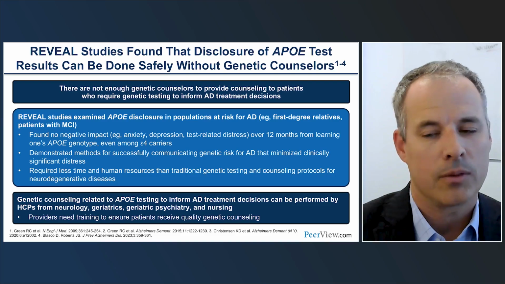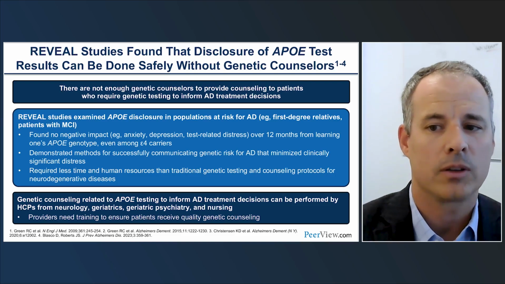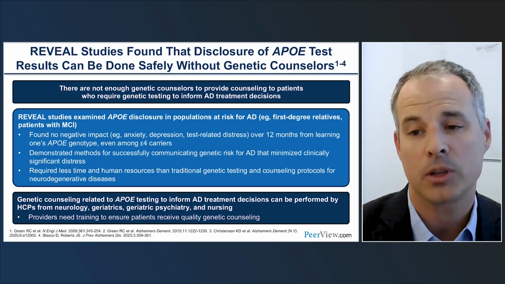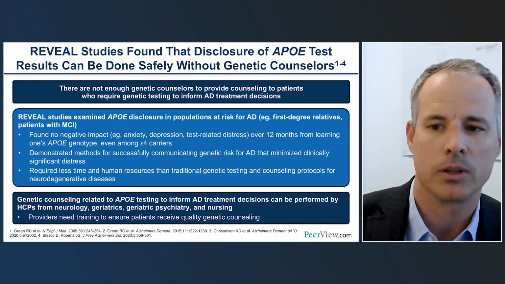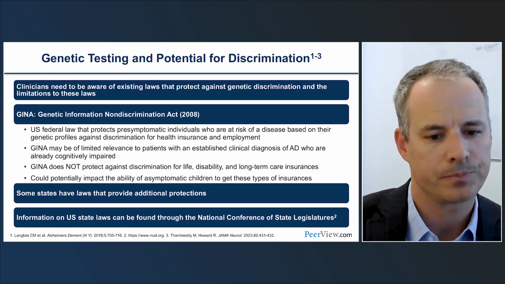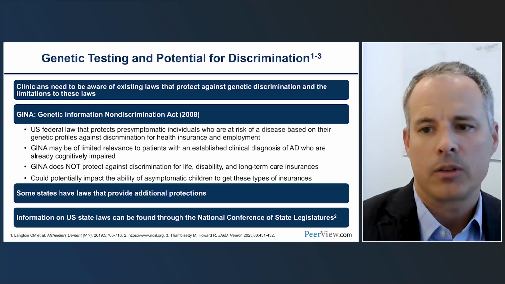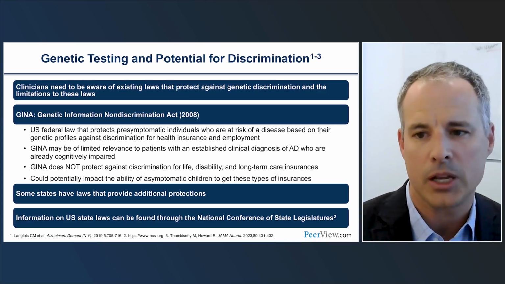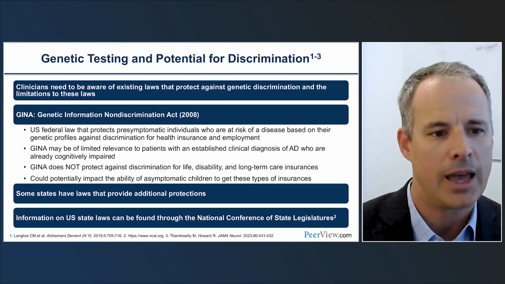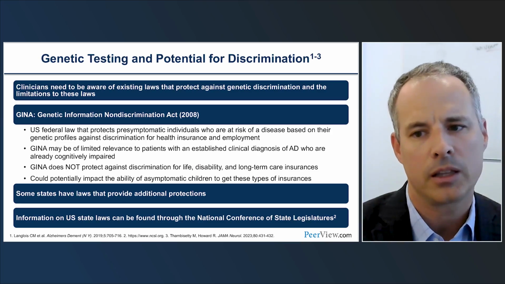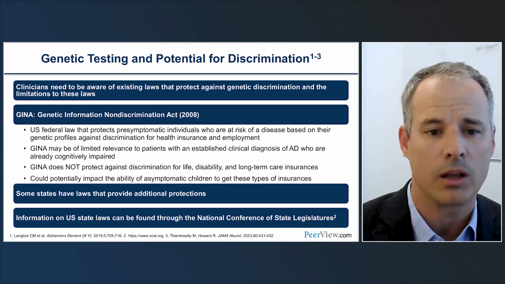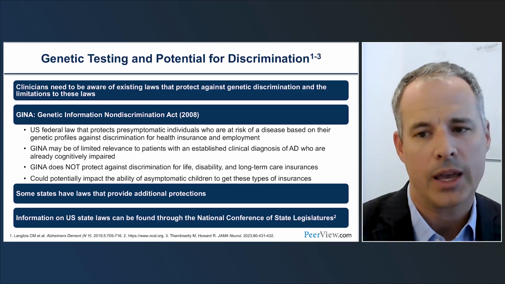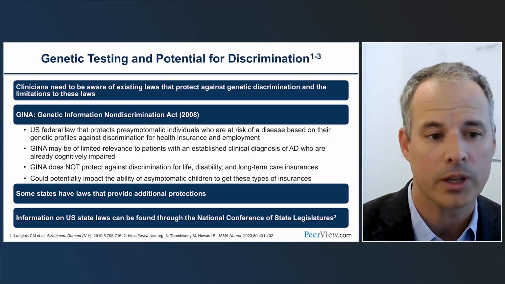So I think that if you have availability of genetic counseling and there's patients that are really concerned about this issue, particularly family members, then it's certainly appropriate to use that. One of the most important things about genetic testing is this potential for discrimination. This is a concern that patients often have. And I think clinicians need to be aware of the existing laws which can protect patients, but the limits of those protections.